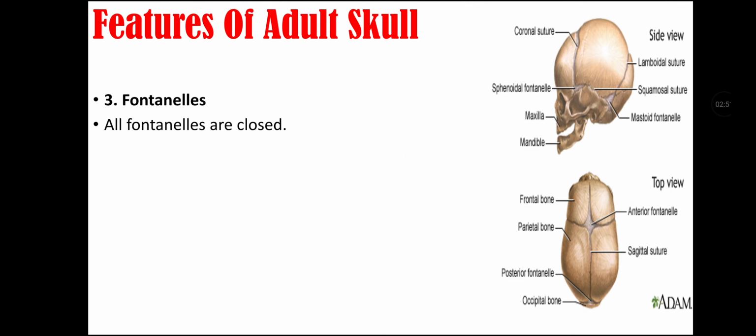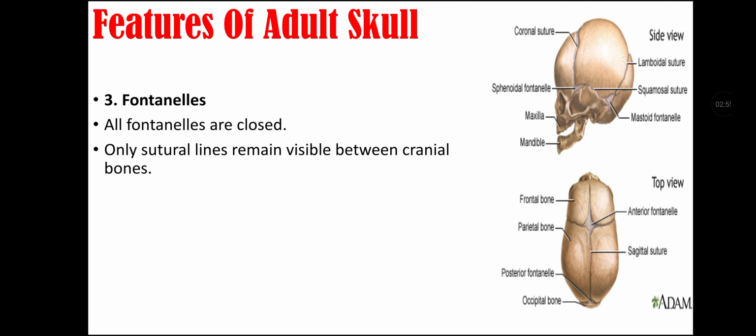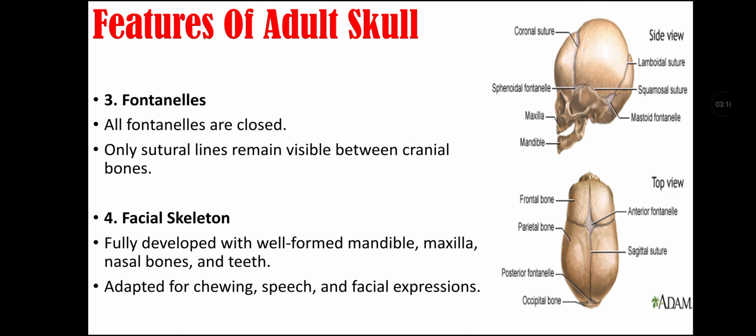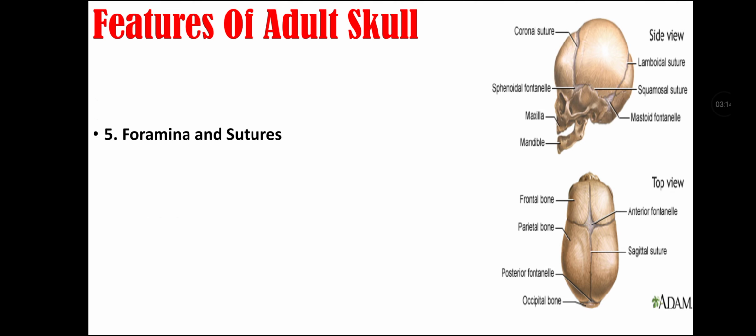Fontanelles in adult skull. All fontanelles in adult skull are closed. Only sutural lines remain visible between cranial bones. Facial skeleton of adult skull. Facial skeleton is fully developed with well-formed mandible, maxilla, nasal bones, and teeth. It is adapted for chewing, speech, and facial expression.